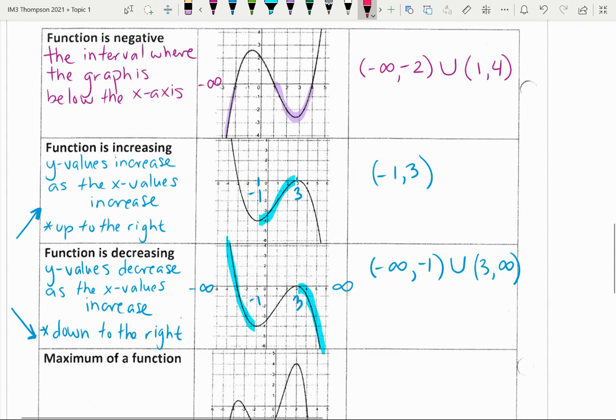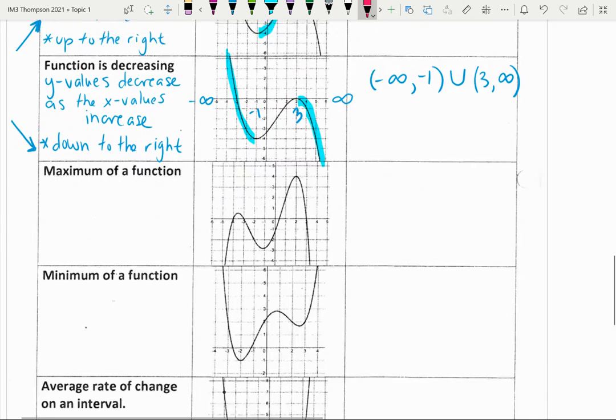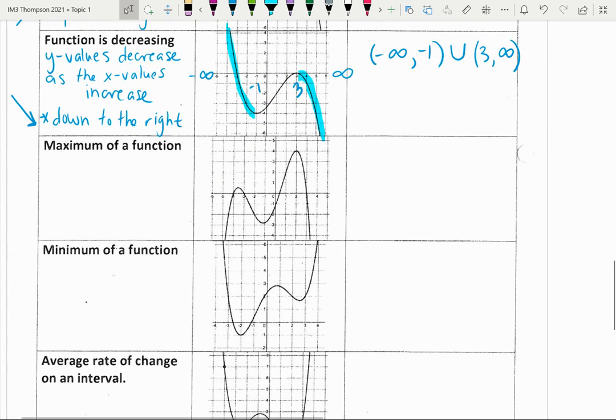Maximum and minimums. Now, there's different ways to describe maximum and minimums. There's absolute maximum and there's relative maximum. In this case, absolute would mean the highest number, one point on the graph. Relative would mean like any time it changes direction. So this definition is going to fit the latter.